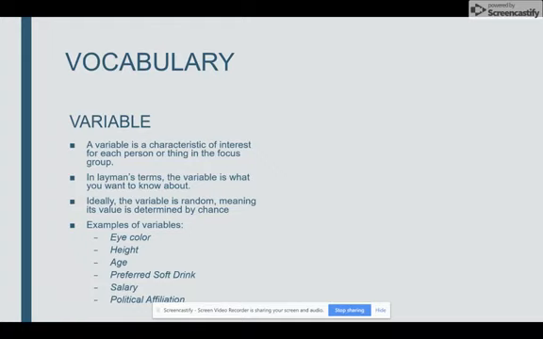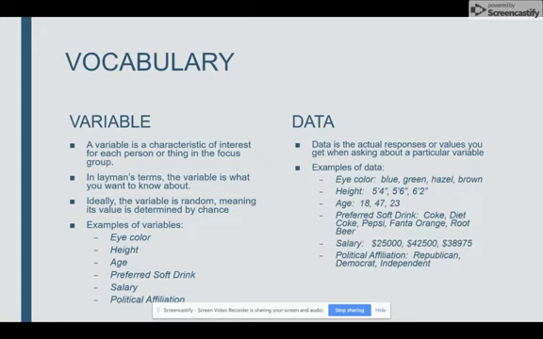When you go to collect your data, you ask individuals, or perhaps you're looking at reports to collect data. Data is the actual responses or the values you get when asking about that particular variable. So if you ask someone what is their eye color, you might get responses like blue, green, hazel, brown. If you ask them their age, you might get responses like 18, 47, 23.